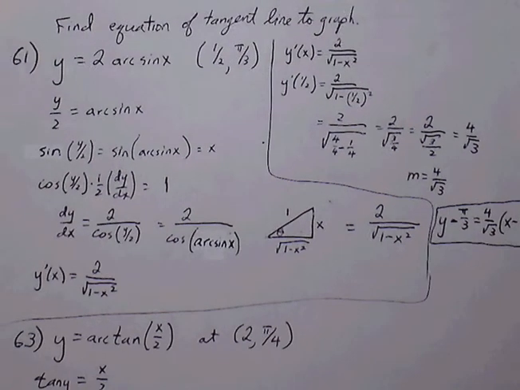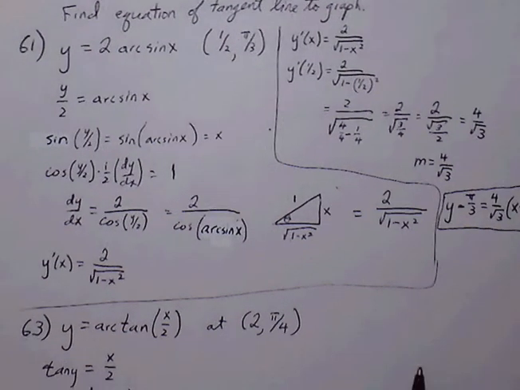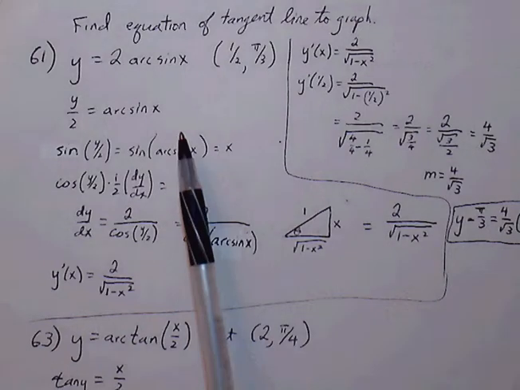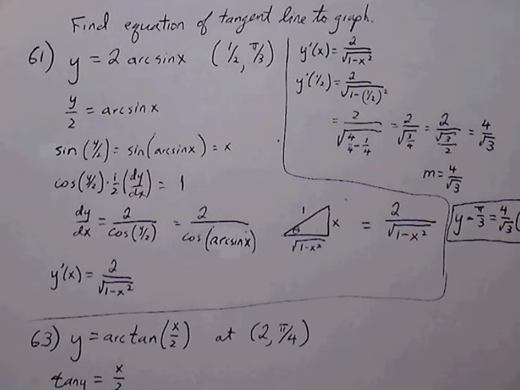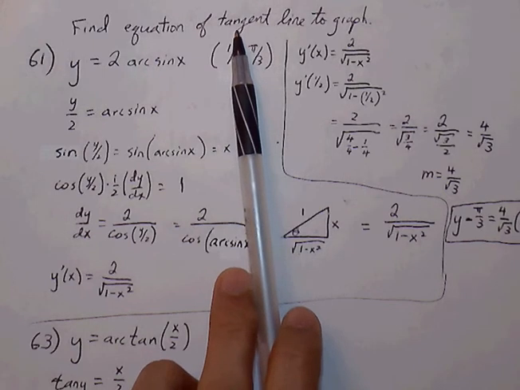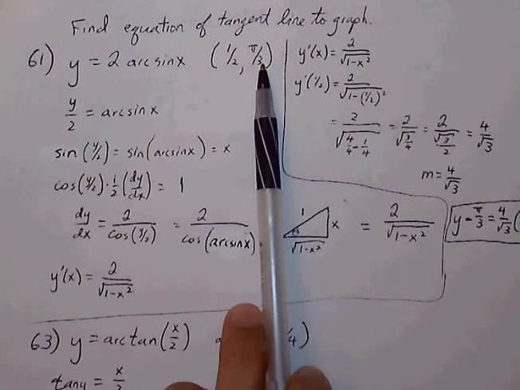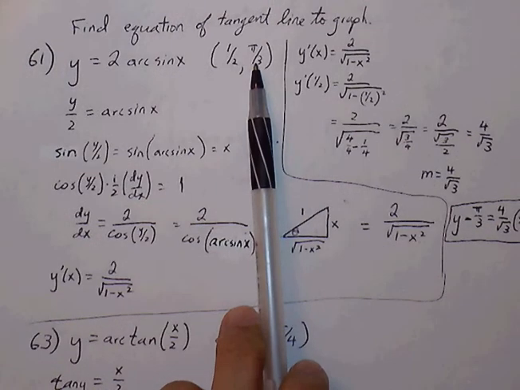Hey, let's finish up with inverse trig function derivative homework 61 and 63. 61 says find the equation of a tangent line to a graph. In order to find the equation of a tangent line, we need two pieces of information. We need to find the slope and the ordered pair. So we have the ordered pair here, (1/2, pi over 3).